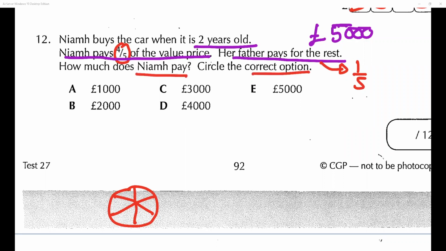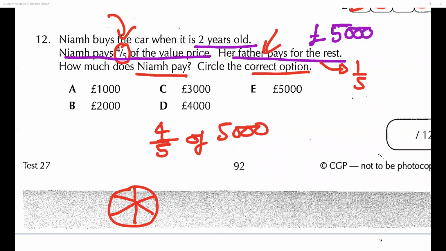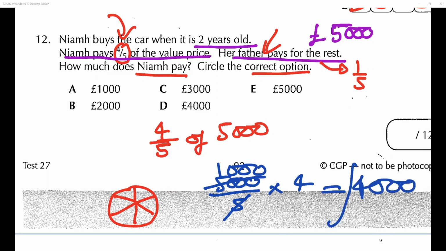They don't really want to know how much he pays, they just want to know how much she pays. So she pays 4/5. We've got to work out 4/5 of 5,000 pounds. How do we work out 4/5 of 5,000? 5,000 divided by 5 and then times it by 4. We do 5,000 divided by the bottom number and times it by the top number. That will give you 1,000. 1,000 times 4 is how many thousand? 4,000.